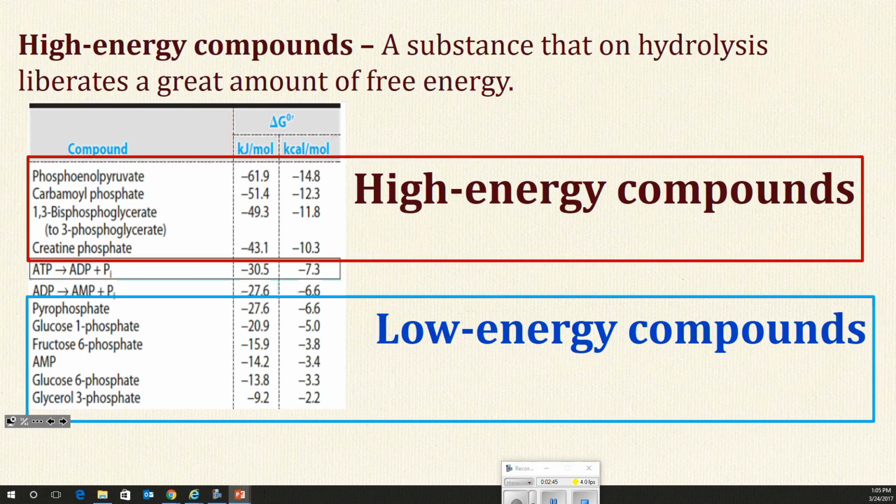High energy compounds, substances that on hydrolysis liberate a great amount of energy, would be these top ones, phosphoenolpyruvate, carbonyl phosphate. You can read all those. And then we have ATP going to ADP plus a phosphate, and ADP going to AMP, which is just one phosphate removed. And then you've got the low energy compounds that are below that. AMP is a very low energy compound. So ATP and ADP sort of split the high energy and the low energy. Just got to remember that.